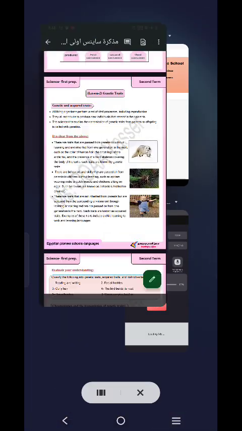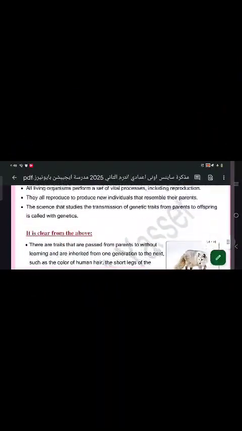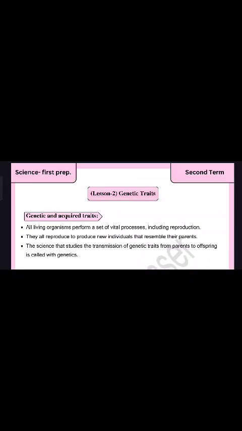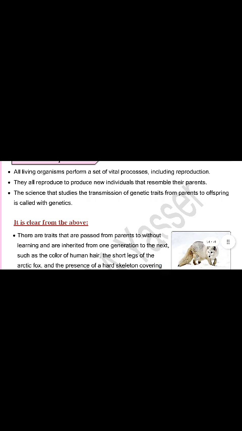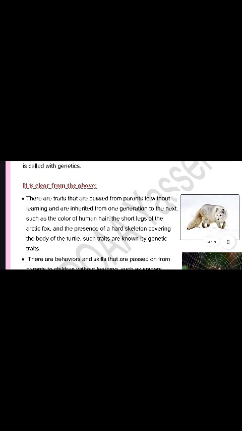Today we continue our revision, Unit 3, Lesson 2. Lesson 2 speaks about the genetic traits, and there is a big difference between genetic traits and acquired traits. All living organisms perform a set of vital processes within their bodies, including reproduction. They all reproduce to produce new individuals according to their parents. The science that studies the transmission of genetic traits from parents to offspring is called genetics.